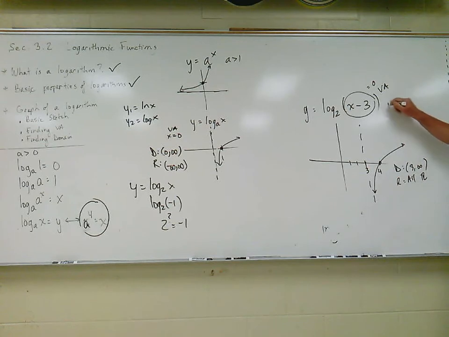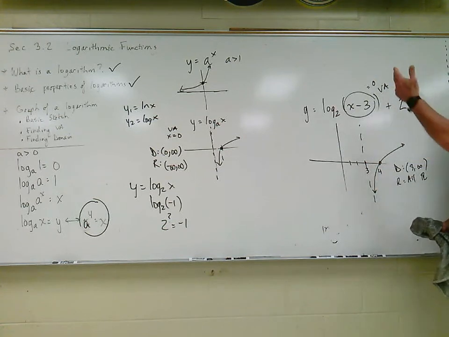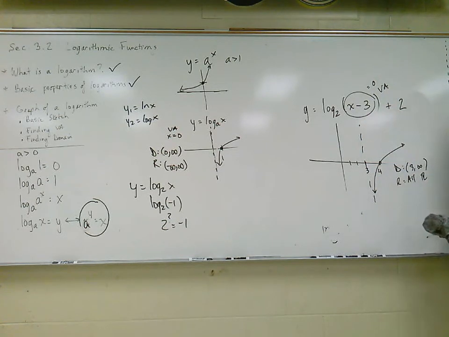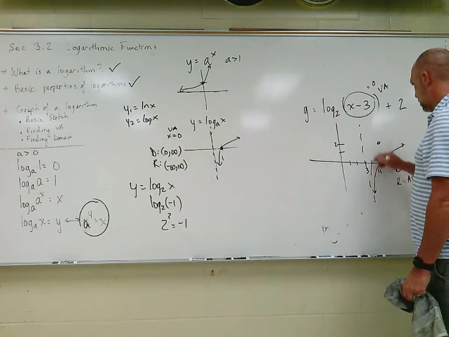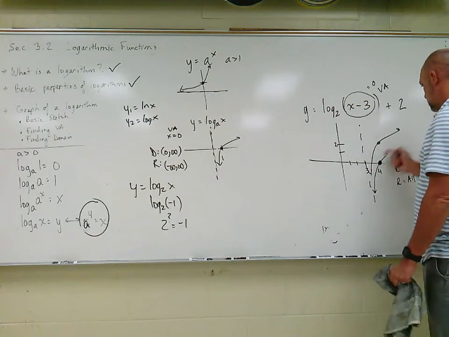What happens if I put a +2 outside? This shifts up 2. Is the asymptote going to move? I mean, you can move the asymptote up 2, but guess what? It goes forever. So if I had added a 2 to this, the only thing I would probably do is take this point and move it where? Up 2. That goes to there, and I could redraw. Okay?